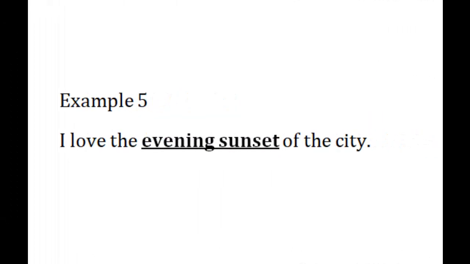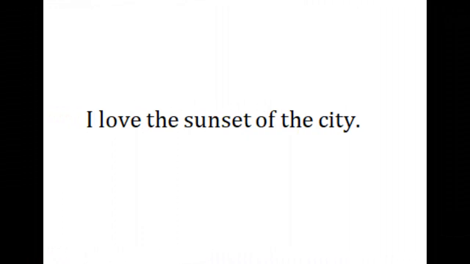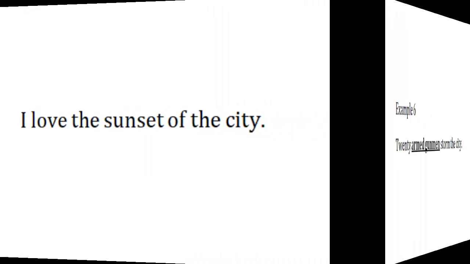Example 5. I love the evening sunset of the city. Sun sets in the evening, so evening sunset is tautology that must be avoided. Say, I love the sunset of the city.